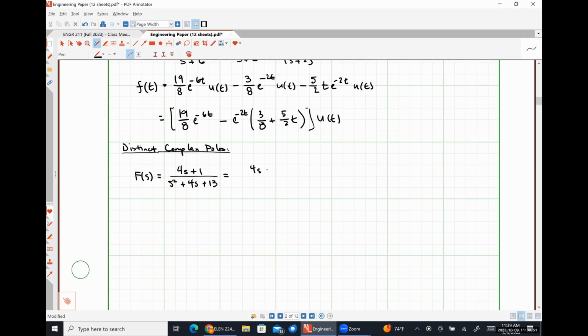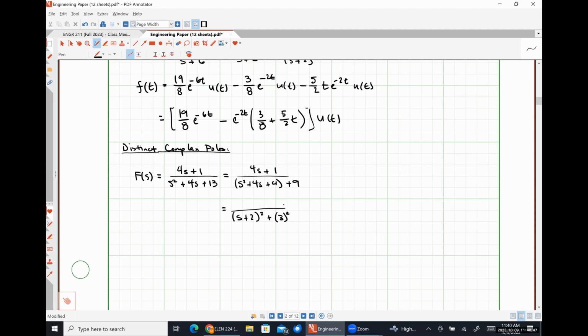I could treat this as if it were 4s plus 1 divided by s squared plus 4s plus 4 plus 9. So for my denominator, that would look like s plus 2 quantity squared plus 3 quantity squared. Looking at that denominator, it would not be super obvious why you would ever think of it this way. What kind of things would we want our numerator to look like, right? So I have an s plus a quantity squared plus some omega quantity squared down here.